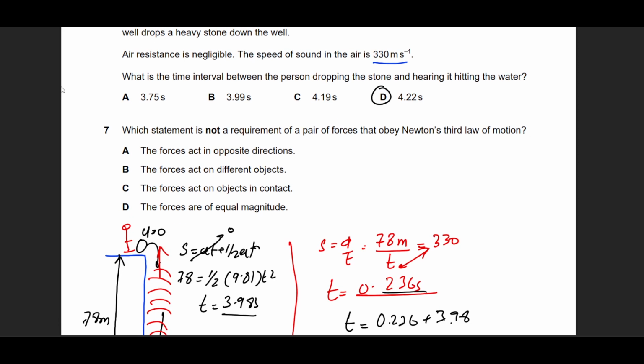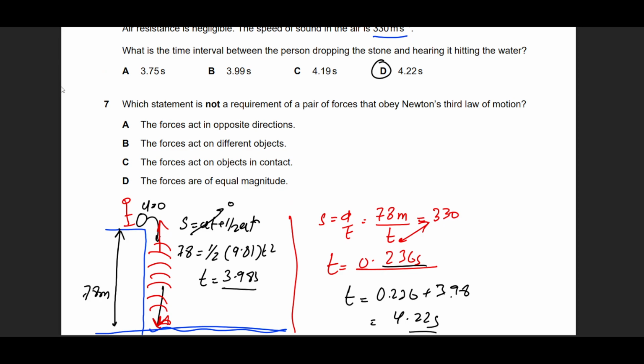Question number 7, he says, which statement is not the requirement of a pair of forces to obey Newton's third law? Forces act in the opposite directions. Yes, they do. For example, if there is an object A and an object B, object A attracts B and object B attracts A. They are in the opposite direction. They act on different objects. Yes, this is one of the conditions.